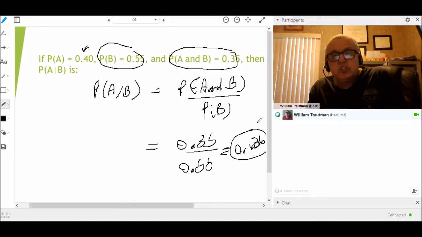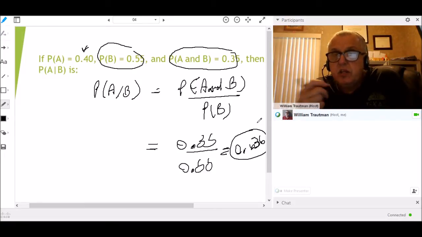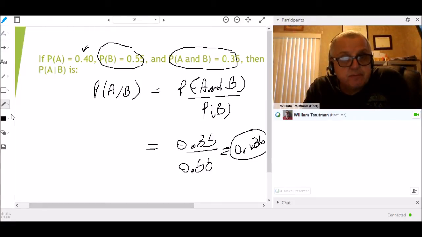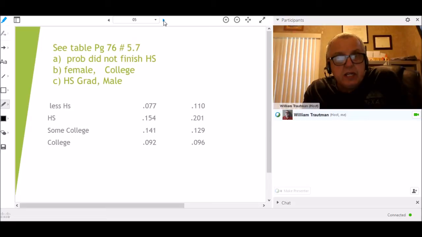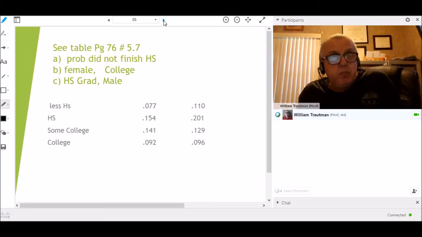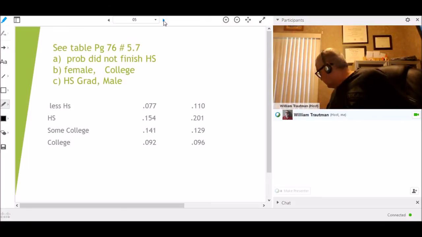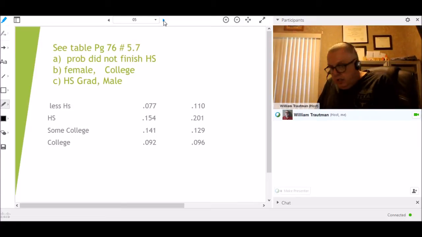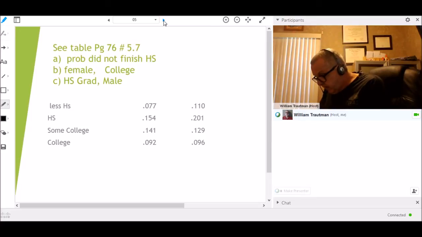Okay, so use that formula sheet for everything, or you can use the book. Go through the book, and all the formulas are there. The same formulas are there in the book. All right, problem 5. This is a problem in the book. If you go to page 76, which I'm going to do right now, we're going to do 5.7.